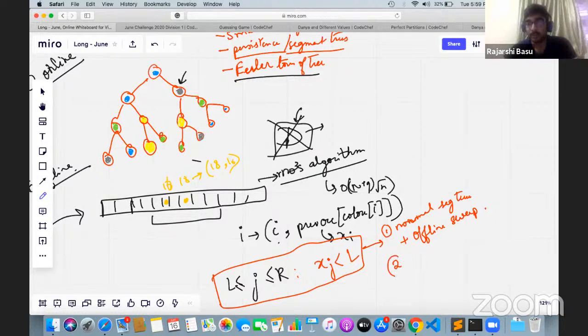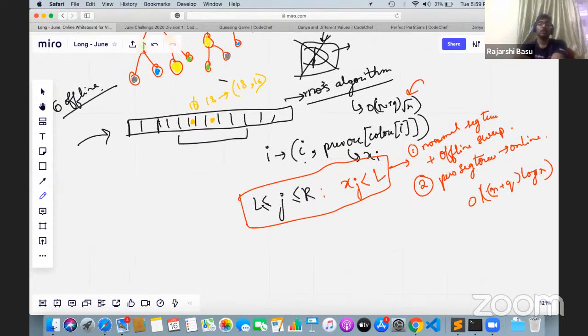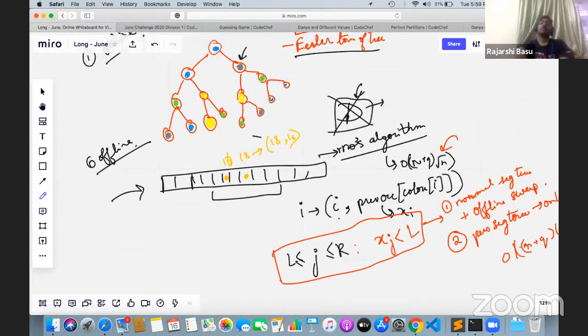The second method to solve this online would have been using persistence. So if you can use persistent segment trees, you can solve this online. Both of these take order n plus q log n time to solve. This is better than n plus q root n, right?